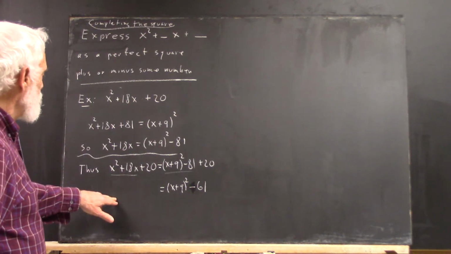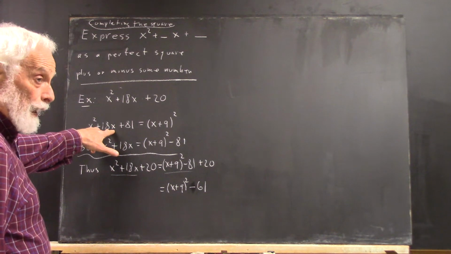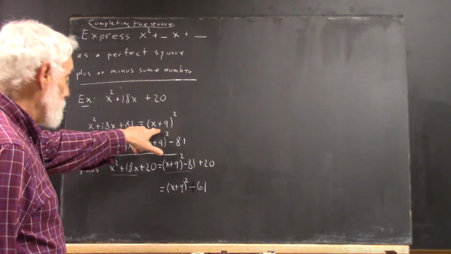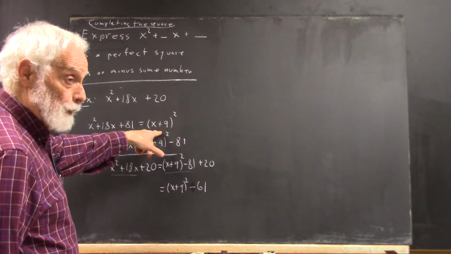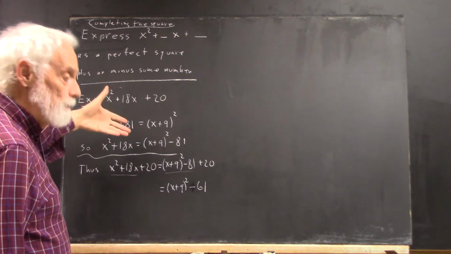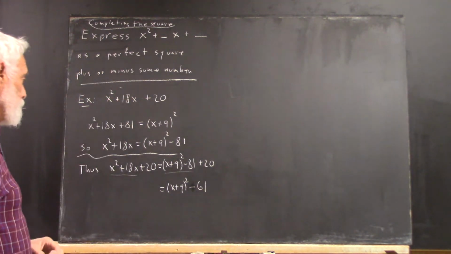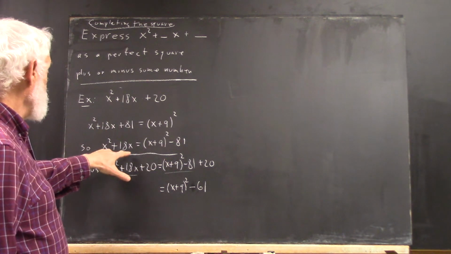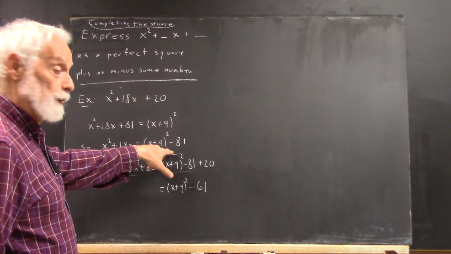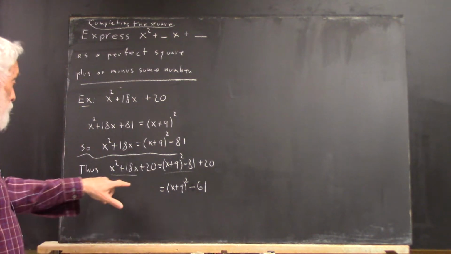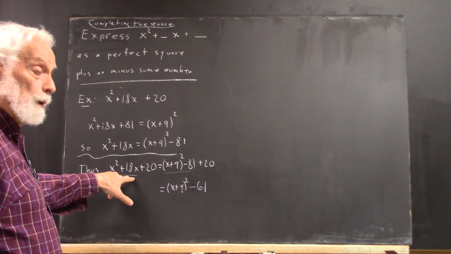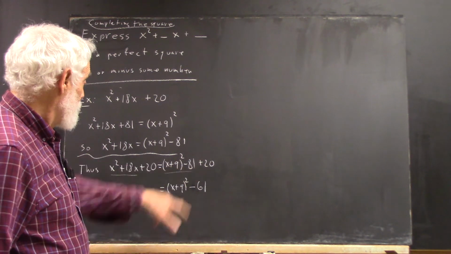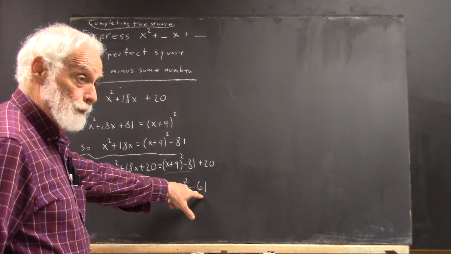So, once you know how to figure out what to add to x squared plus 18x in order to get a perfect square, and write that as a perfect square, which you should know by the time you get to this exercise, the rest is fairly straightforward. You just figure out what your x squared plus 18x is, and then in the original expression you replace x squared plus 18x by that expression, and you do the arithmetic.